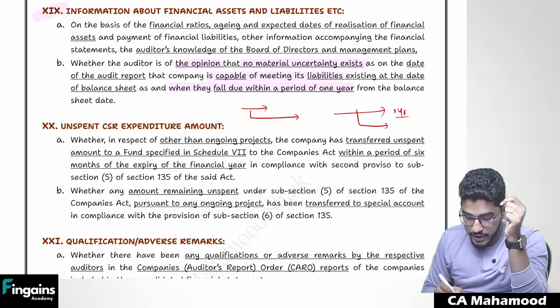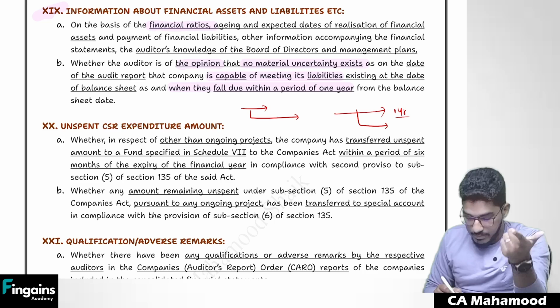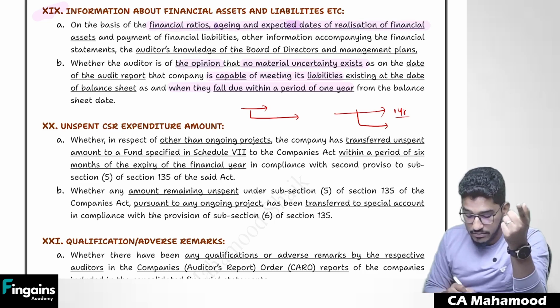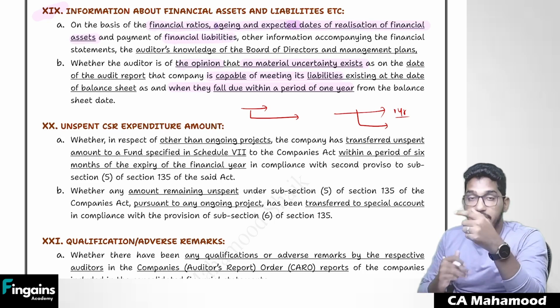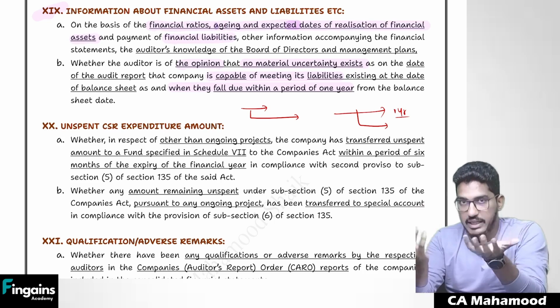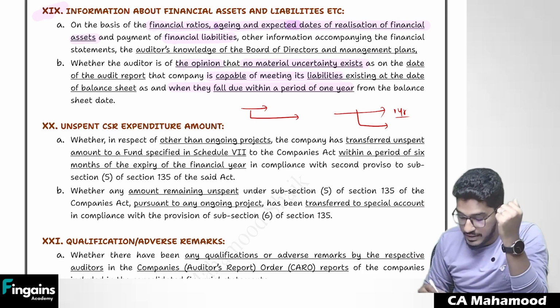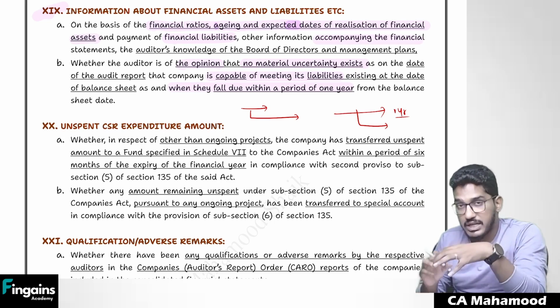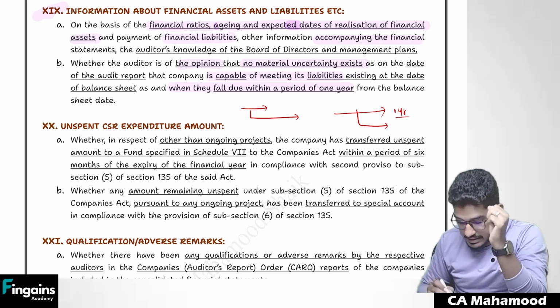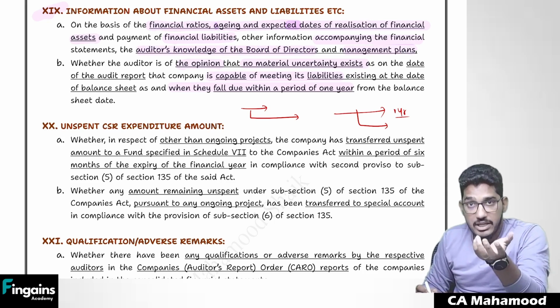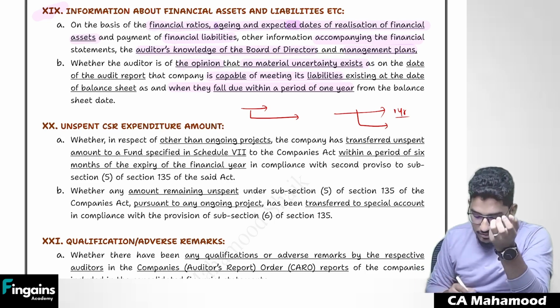That they are telling in the first point: on the basis of financial ratios, by doing ratio analysis, and also by doing aging and expected dates of realization of financial assets and payment of liabilities. You have to do the aging of on what date I will realize my financial asset, on what date I have to make the payment of financial liabilities, and also by using other information accompanying the financial statements, and also by using the auditor's knowledge of the board of directors and management plans, by sitting with the management and understanding their plans. So you have to do all this.